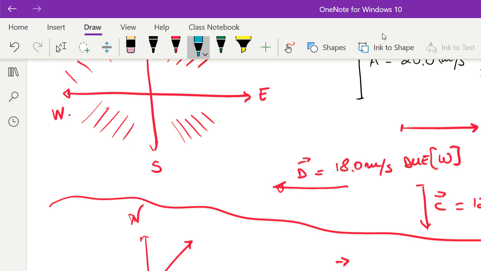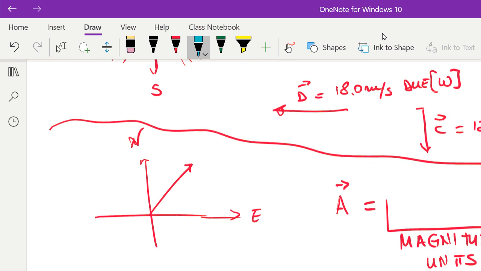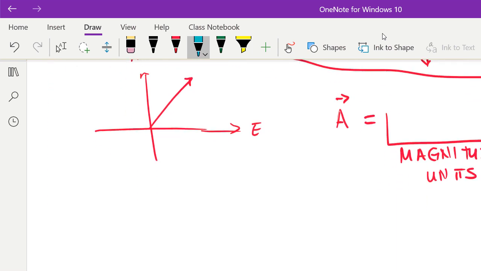East, north, south, west, south. So this will define the direction. Let's do some examples, and then this will make more sense.